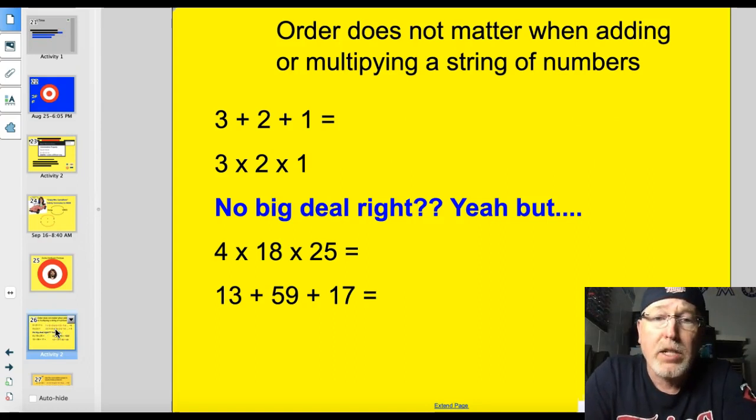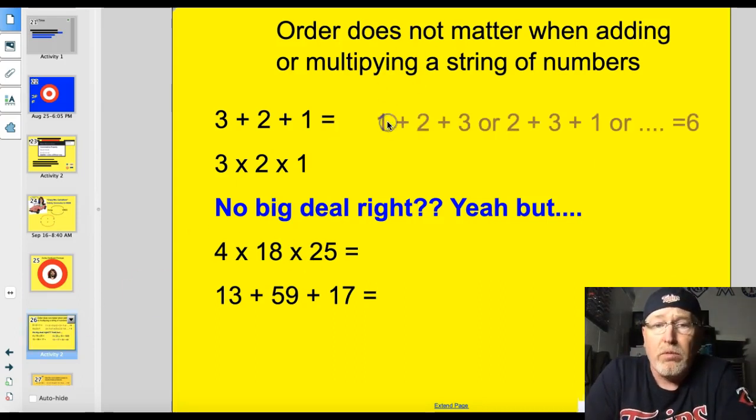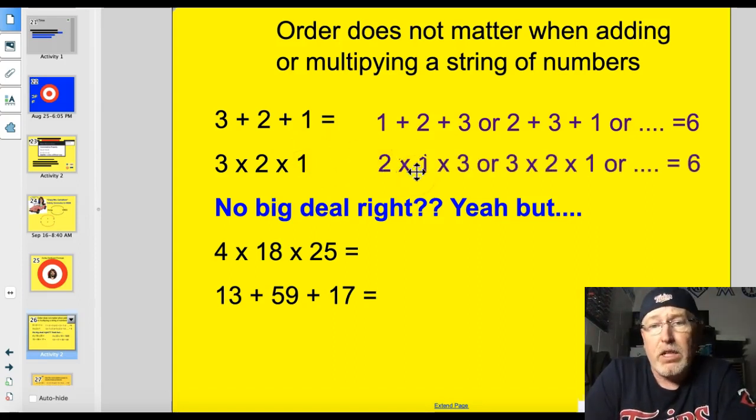All right, let's get back to the target at hand here. So order does not matter when multiplying or adding a string of numbers. So let's take a look at it. 3 plus 2 plus 1. Well, that could equal 1 plus 2 plus 3, or 2 plus 3 plus 1. It doesn't matter. They all equal 6, because order just doesn't matter. 3 times 2 times 1. Well, that could be 2 times 1 times 3, or 3 times 2 times 1. There are other ways to write that too. Again, it still equals 6, because the order doesn't matter. So this is not a big deal, right?